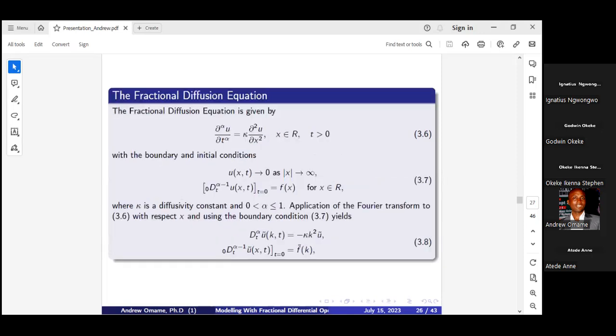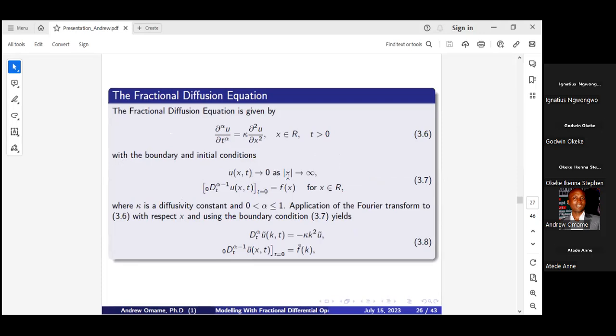Again, look at this fractional diffusion problem. This is a problem which is very common in physics, in engineering, even mathematics. You have this form, this diffusion problem. If alpha is 1, you have the normal diffusion equation, which you know. But now we are making it fractional. The boundary and initial conditions are given by this.